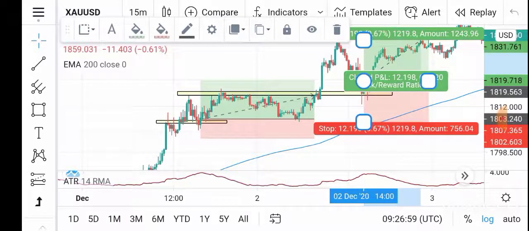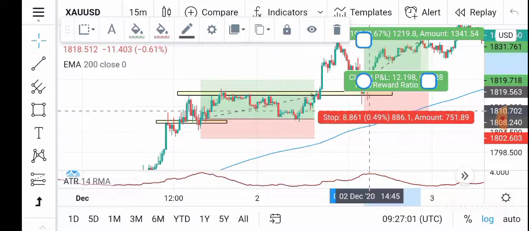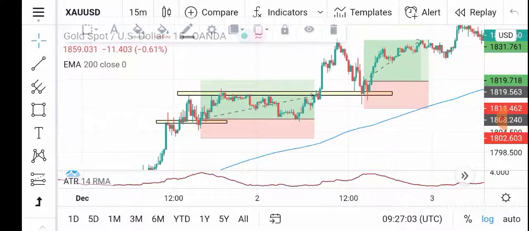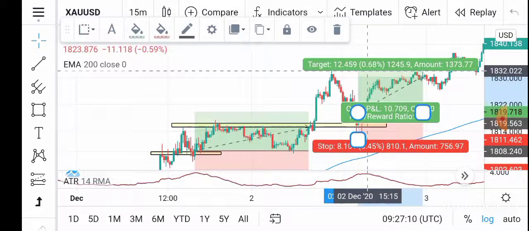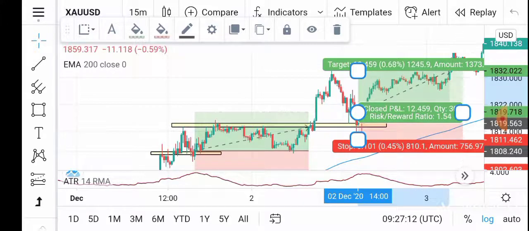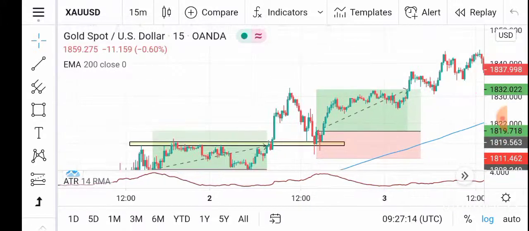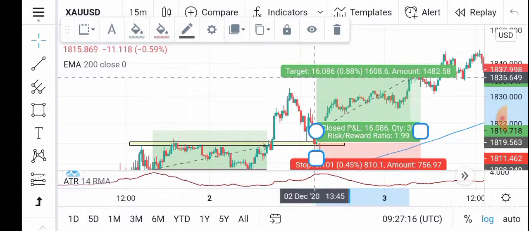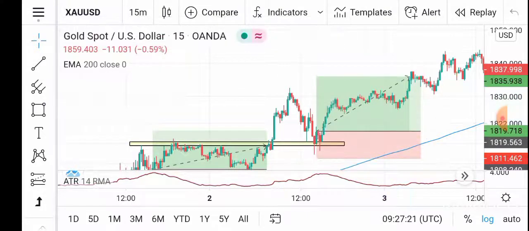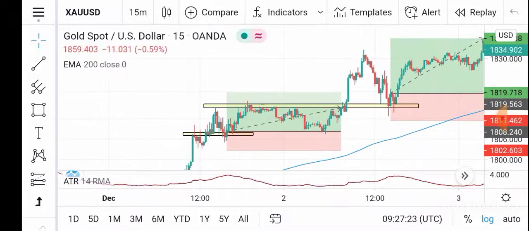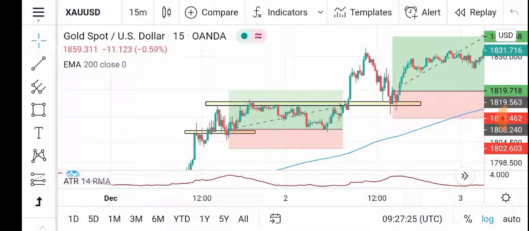So my stops will be just below this engulfing candlestick. The target will be just above this point, and our risk to reward ratio is, you can see, 1.5, or a 2 if you want to. If you took this trade, guys, look at this.